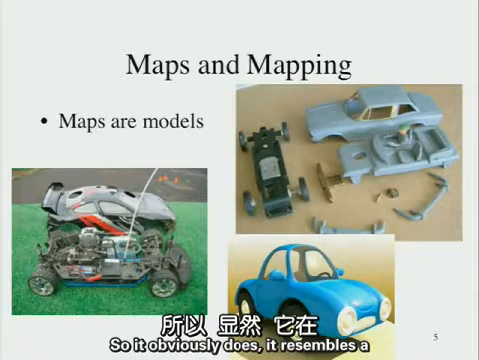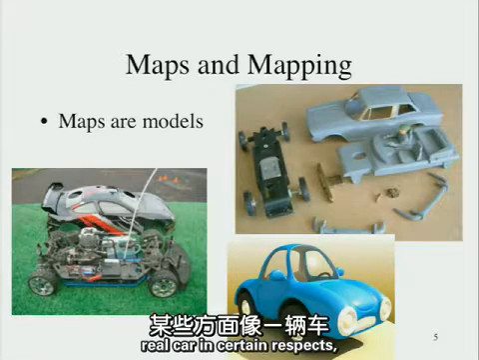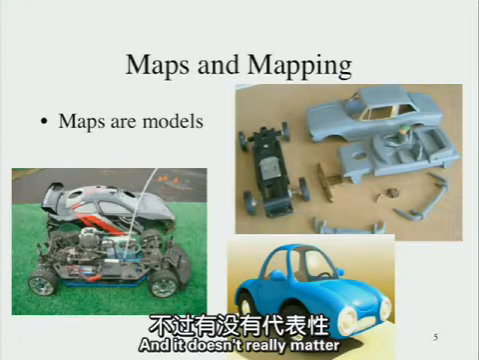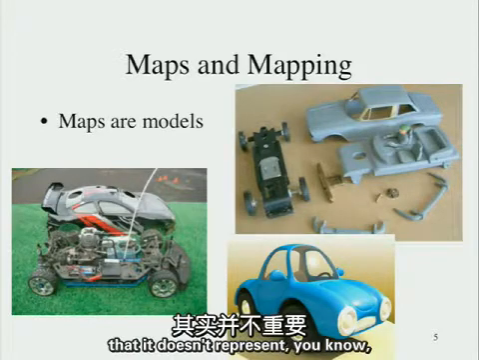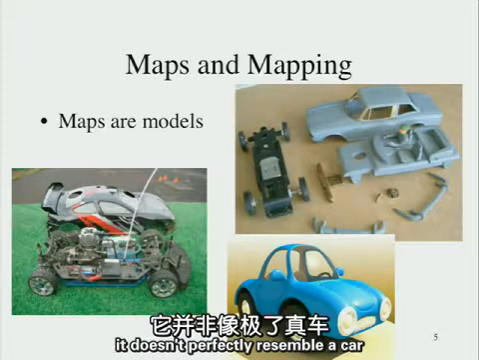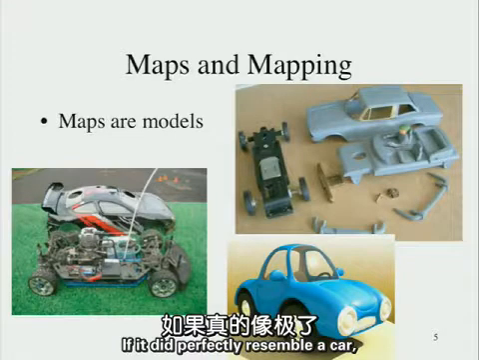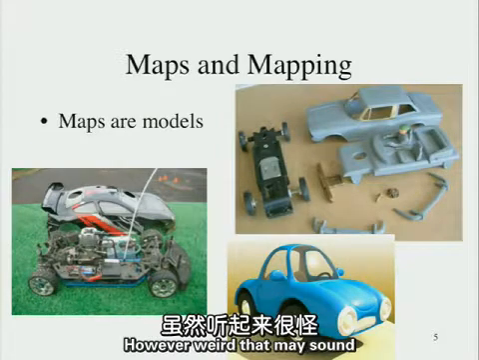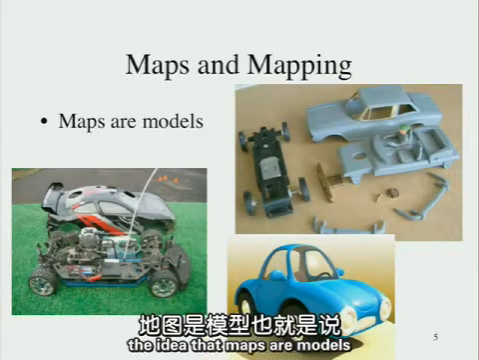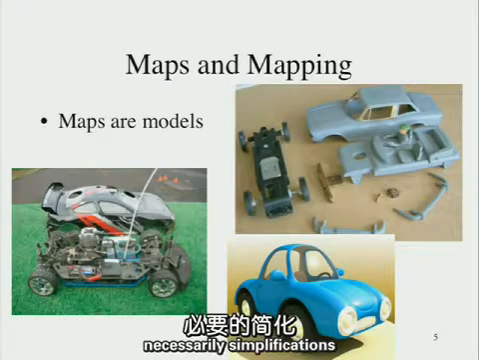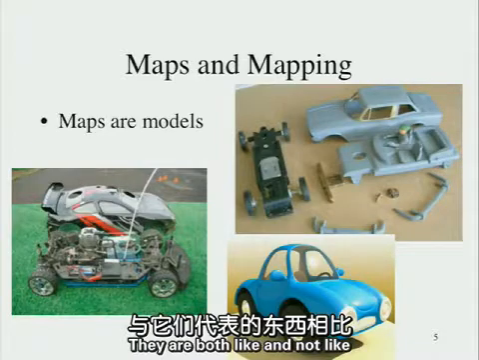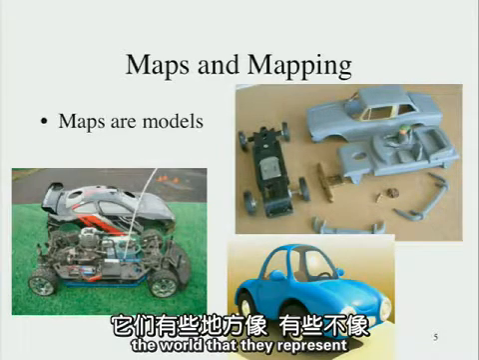So it obviously resembles a real car in certain respects, and it doesn't in others. And it doesn't really matter that it doesn't perfectly resemble a car. If it did perfectly resemble a car, it wouldn't be a model anymore. It would be a car, right? However weird that may sound. So in other words, the idea that maps are models is just to say that they are necessarily simplifications. They are both like and not like the world that they represent.